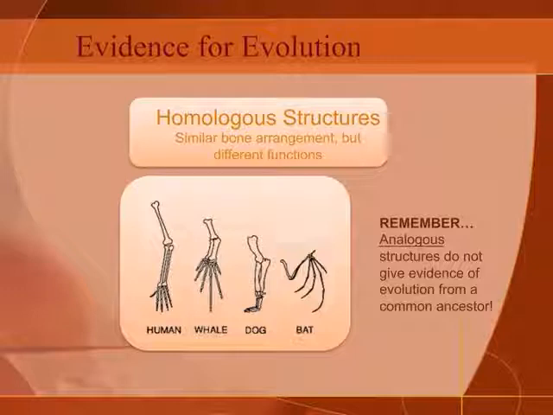Please remember that analogous structures, for example, the wing of a bird and the wing of a butterfly, do not give us evidence of evolution from a common ancestor. They are very different structurally, but are just adapted for a similar environment.